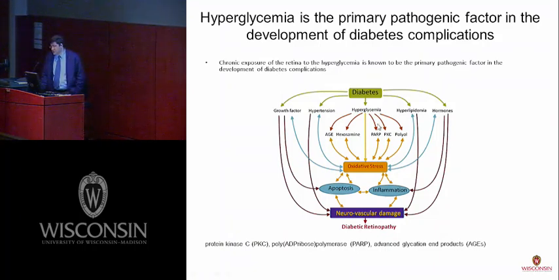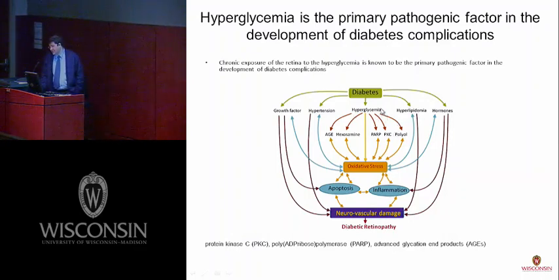So the researchers tried to block this pathway to protect the retina from the catastrophic effect of hyperglycemia. For example, they used an aldose reductase inhibitor in the polyol pathway, used antioxidants, anti-inflammatories or anti-VEGF to protect the retina. But there is still one question here.